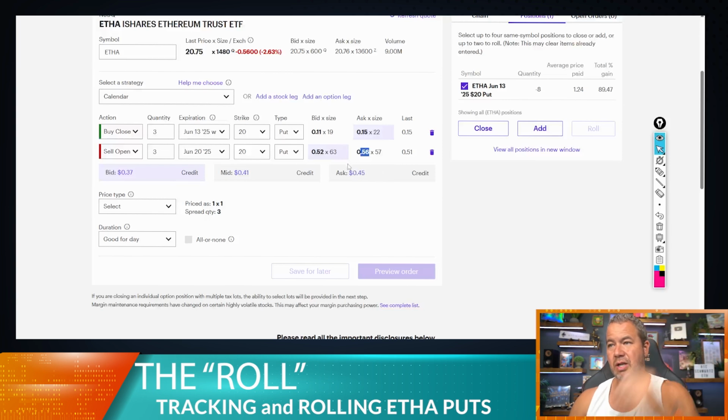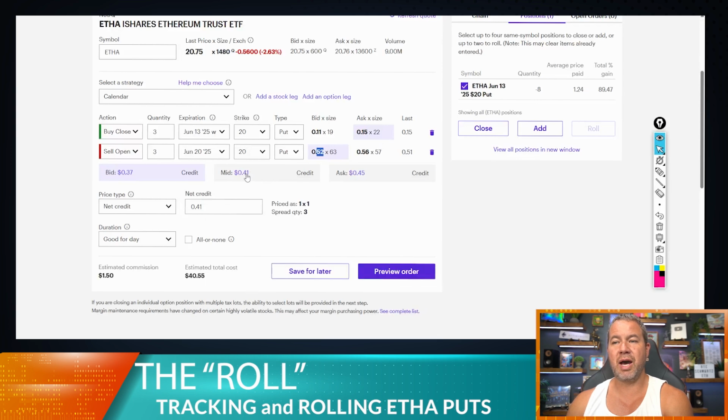Oh, sorry. I could actually get 15. Sorry. So when I buy to close, I would have to buy at 15 cents, and I would have to sell at the lower end, 52 cents. I had that inverse. Sorry. So my net credit, if I take it at the bid, would be 37 cents. If I put it somewhere in the middle, which is probably what I would do, I would probably do 41 cents, and I can just click on that, and it shows my net credit of 41 cents.